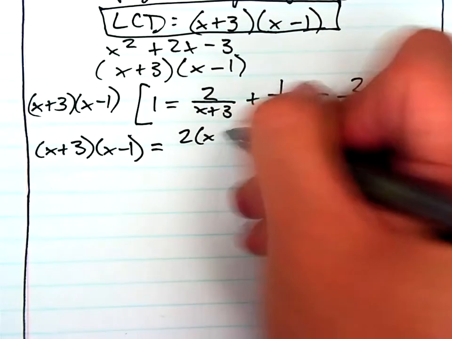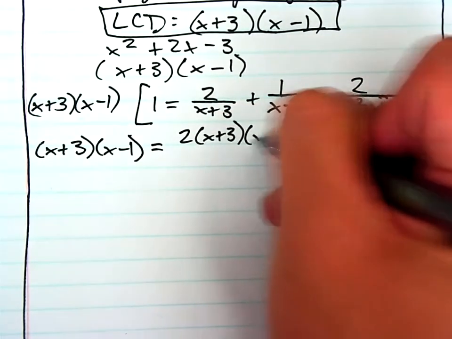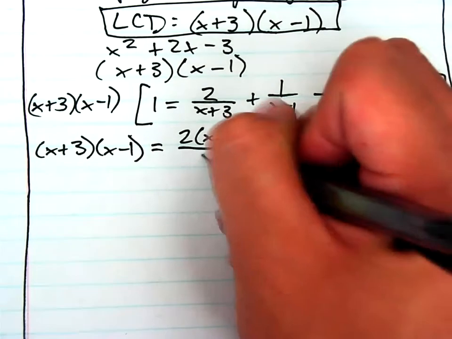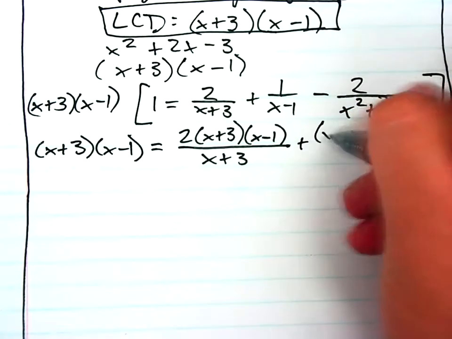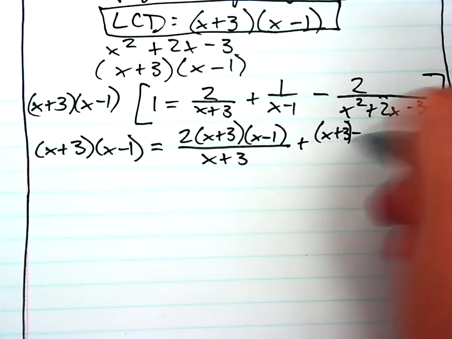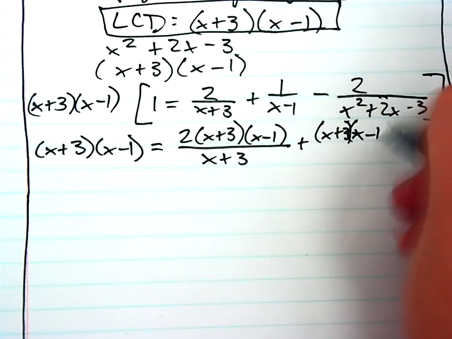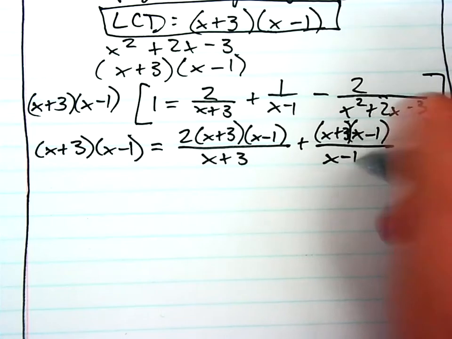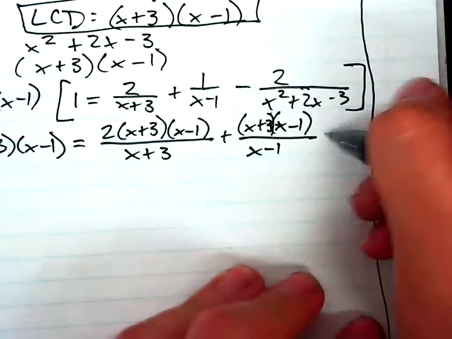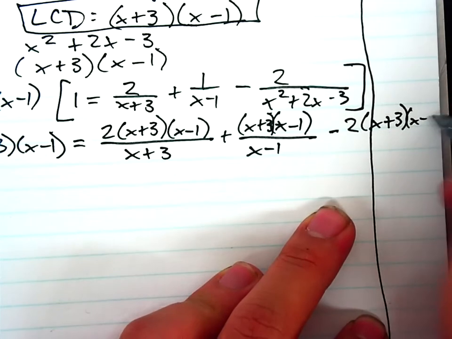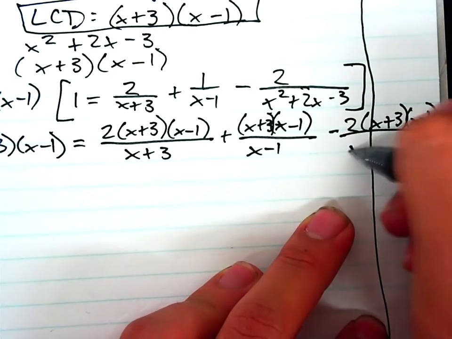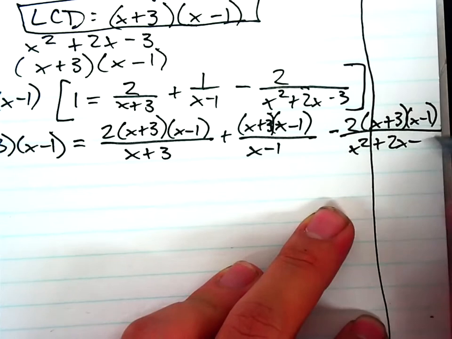So 2 times x plus 3, x minus 1, all over x plus 3, plus x plus 3, x minus 1, all over x minus 1, and then squeezing in that last one, minus 2, x plus 3, x minus 1, all over x squared plus 2x minus 3.